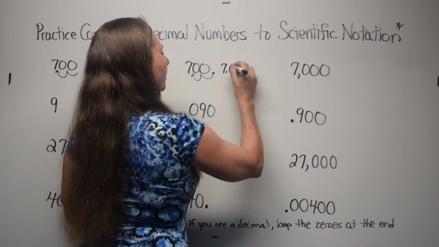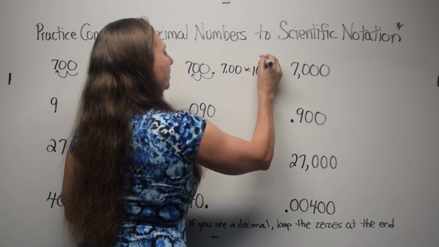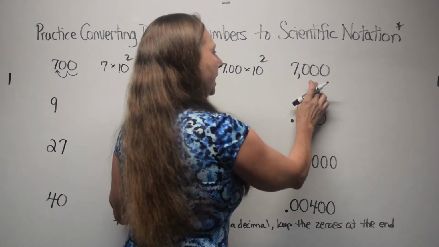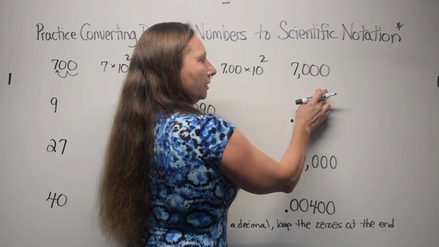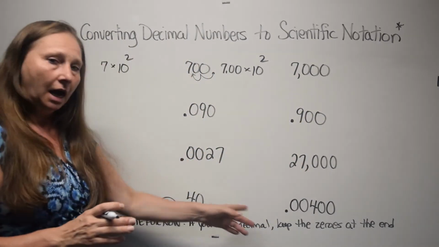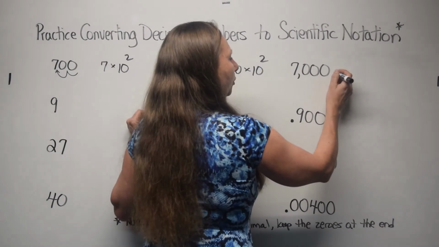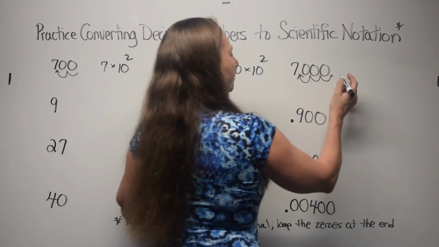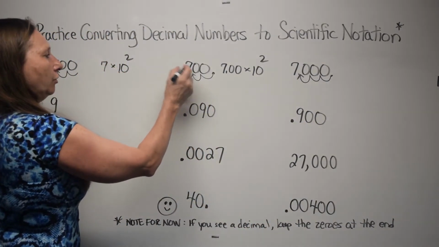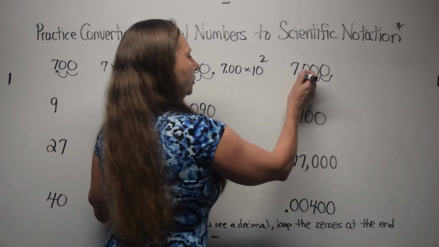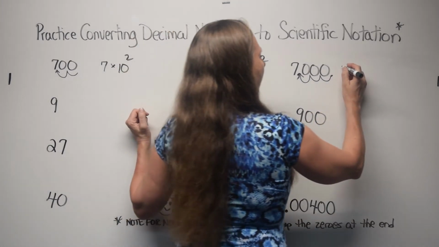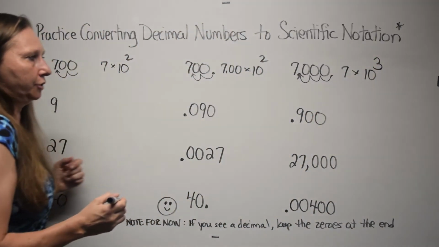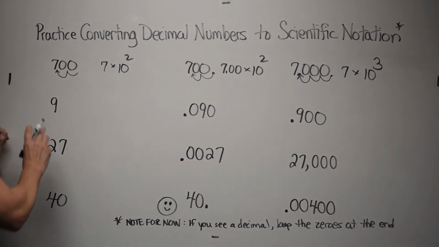All right, so 7.00 times 10 to the positive 2. This one does not have a decimal. I don't see a decimal, so I'm not going to keep the zeros. I'm going to put my own decimal. It's going to be 1, 2, 3 jumps. Remember, you jump until there's only one number in front of the decimal. So the decimal is going to end up here, and that's going to be 7 times 10 to the positive 3 jumps.